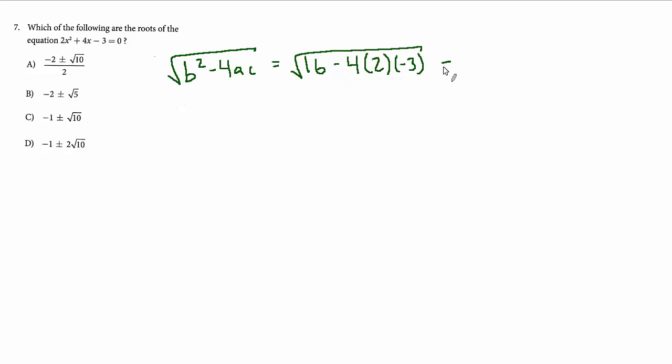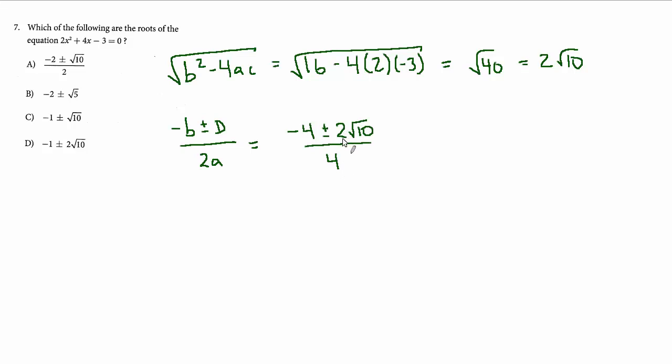If you do that math, that works out to 40. So the square root of 40 can be simplified to 2 root 10. And now if we put that into the quadratic equation, that's minus b plus or minus the discriminant over 2a. So in our case, minus 4 plus or minus 2 square root of 10 over 4. And now if we simplify this, the biggest number we can take out of all three terms is 2. So that's minus 2 plus or minus root 10 over 2. And that's answer choice A.